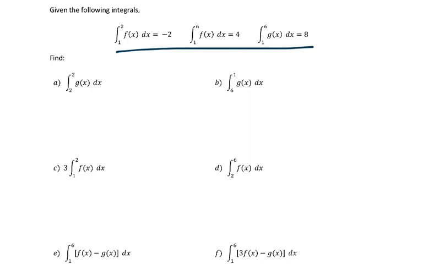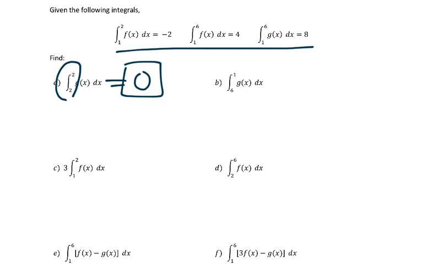So for part A, if you notice the bounds here from 2 to 2, they're exactly the same. So this is actually a zero integral. That's not actually a two-dimensional shape that we can find the area of, and so that's just 0.